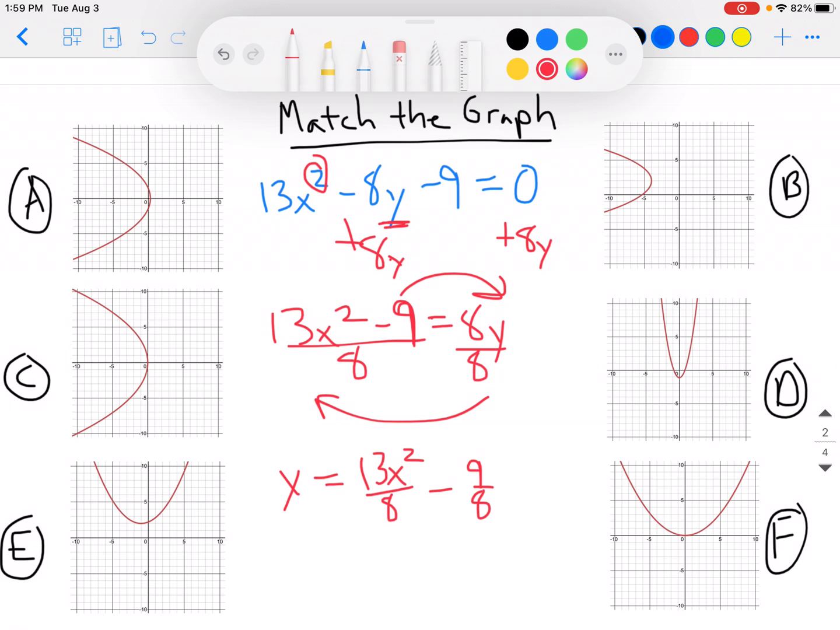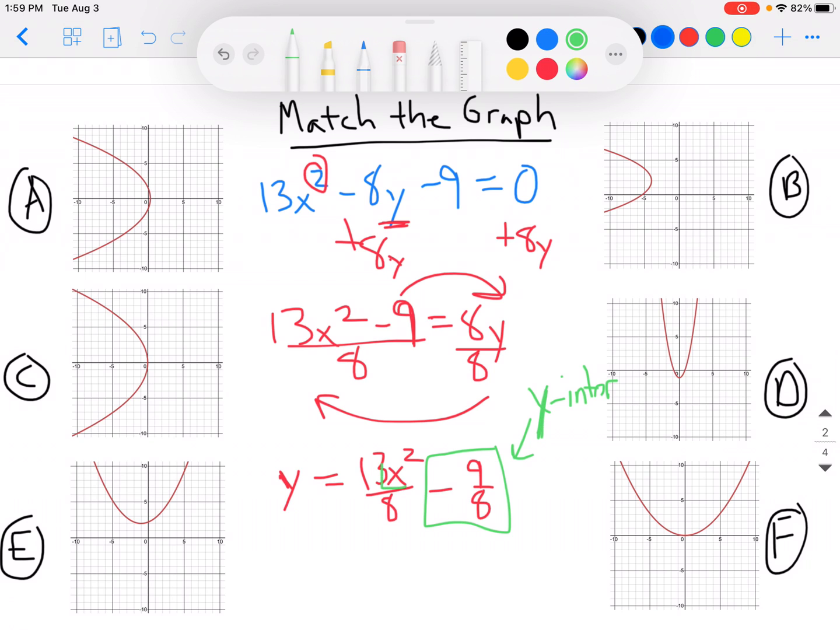Now again, I'm just trying to match a graph, so I don't need to know exactly what this graph looks like. I just have to be able to figure out which one's the best fit for it. There's a couple pieces of information I have from this that's very useful. Let's go to green. This is my y-intercept. So I will keep that in the back of my mind.